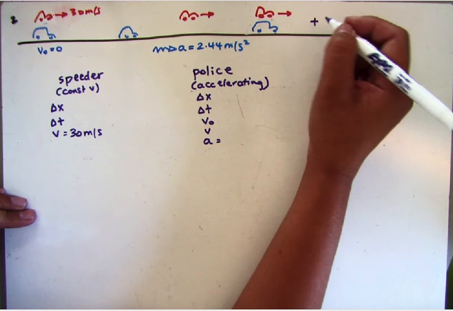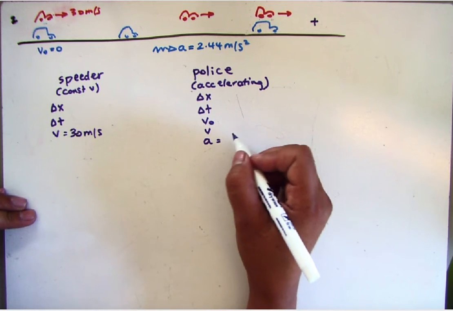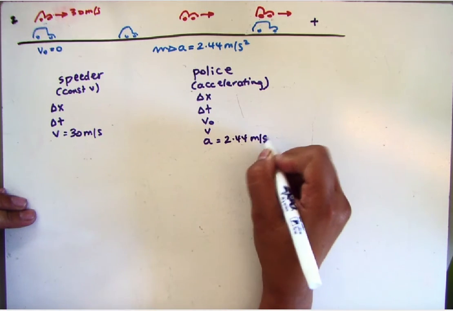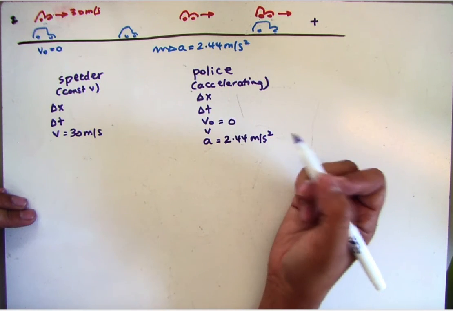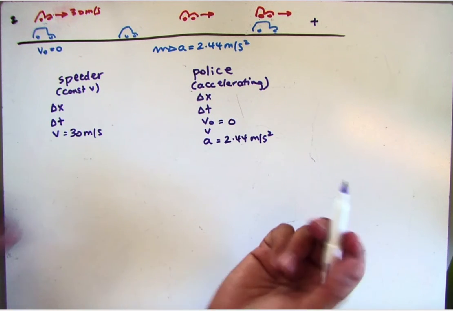If I define the positive direction to be forward, then its velocity is forward and its acceleration is forward, and it's 2.44 meters per second squared. We know it starts from rest, and that's all we know. So you can see there's huge gaps here. We don't know enough information.